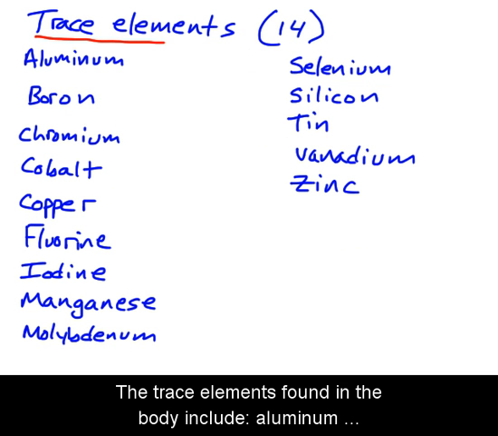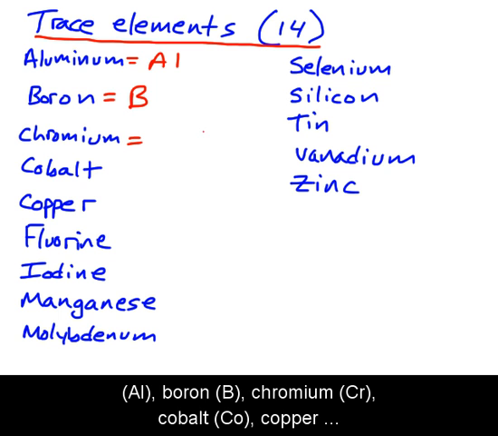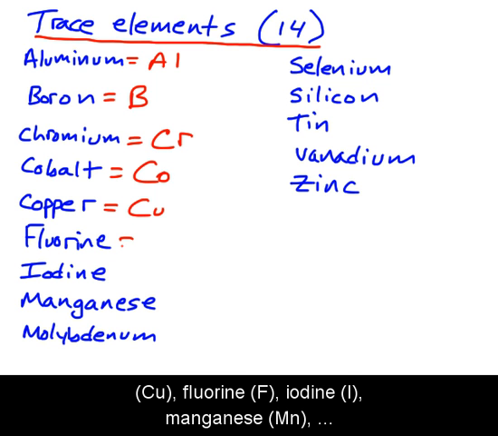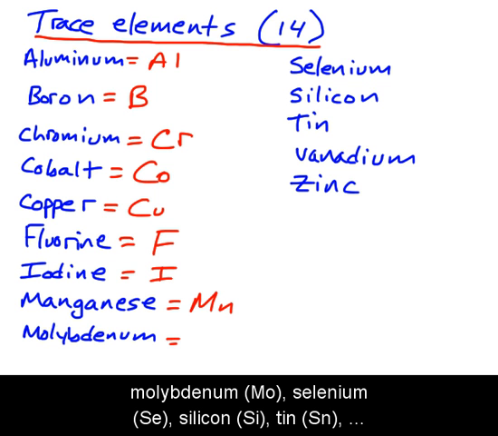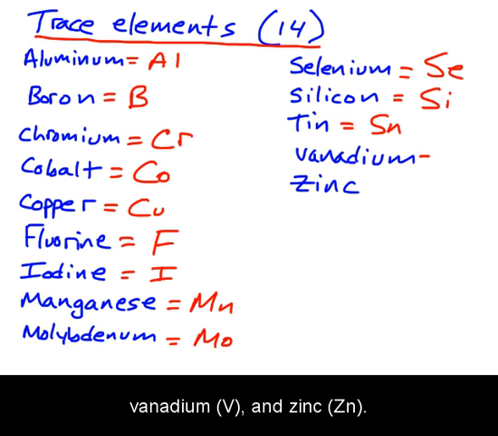The trace elements found in the body include aluminum, Al, boron, B, chromium, Cr, cobalt, Co, copper, Cu, fluorine, F, iodine, I, manganese, Mn, molybdenum, Mo, selenium, Se, silicon, Si, tin, Sn, vanadium, V, and zinc, Zn.